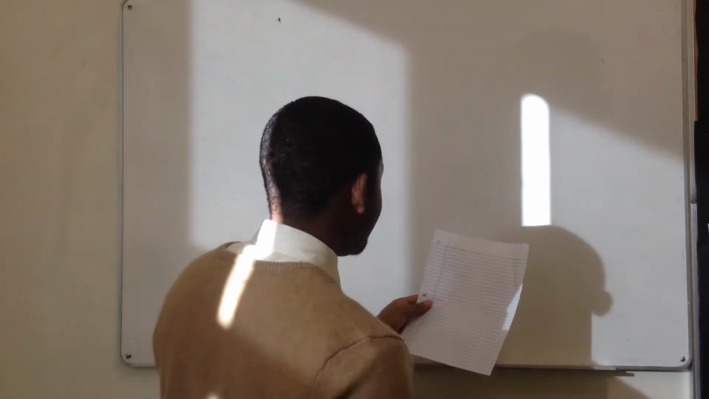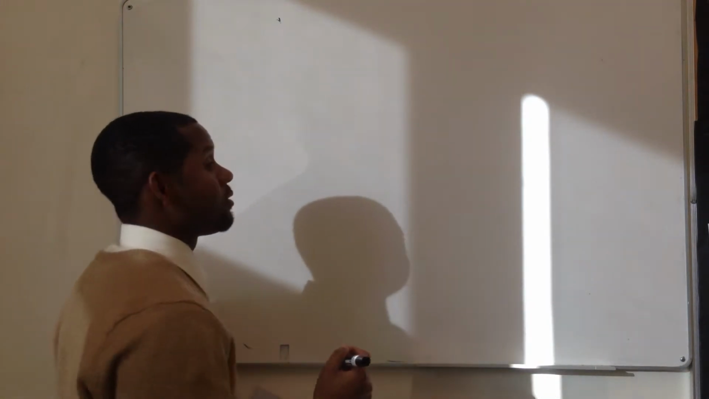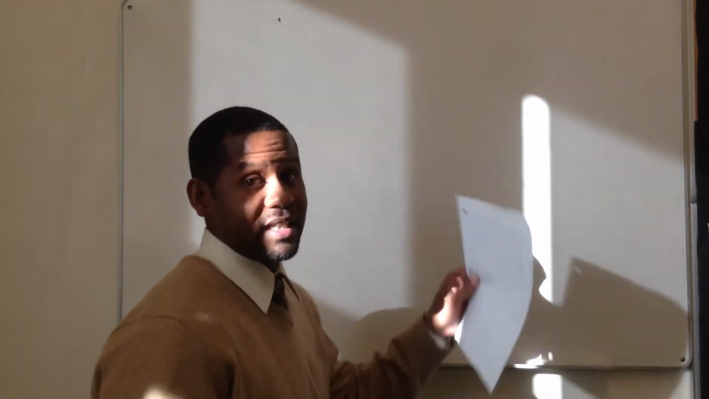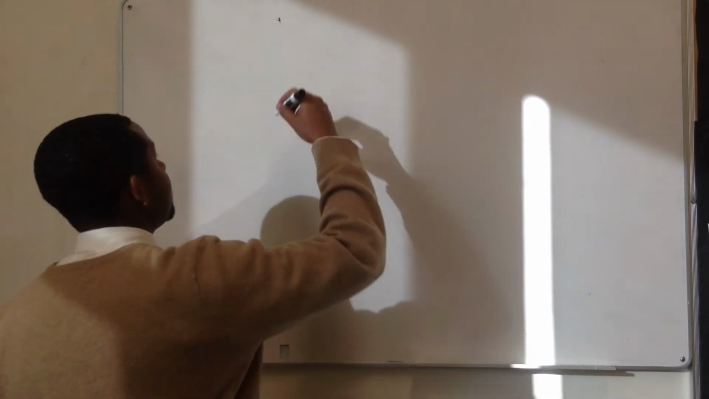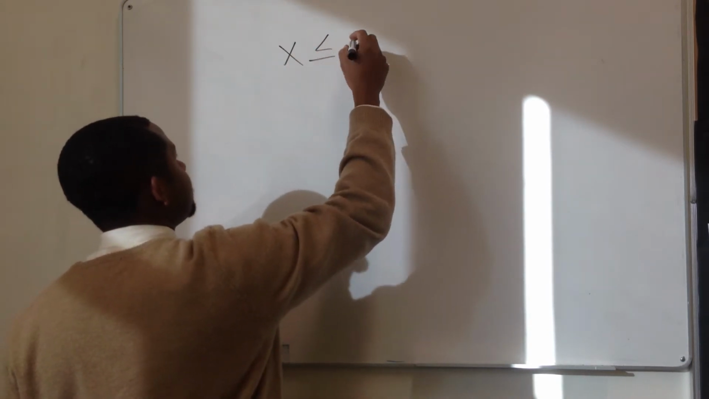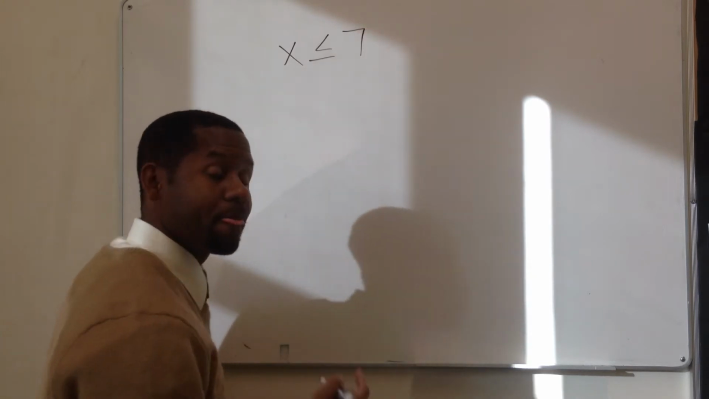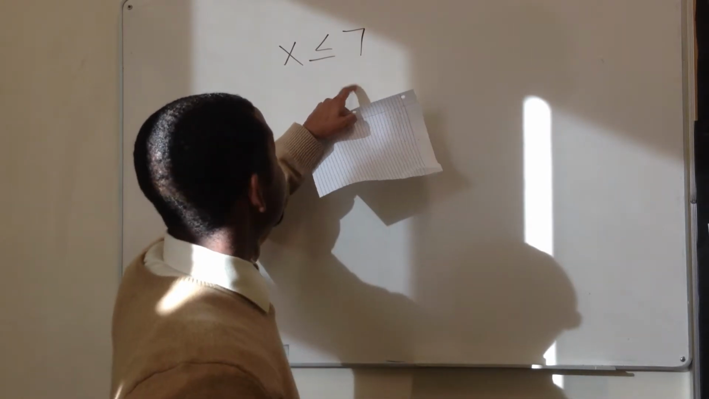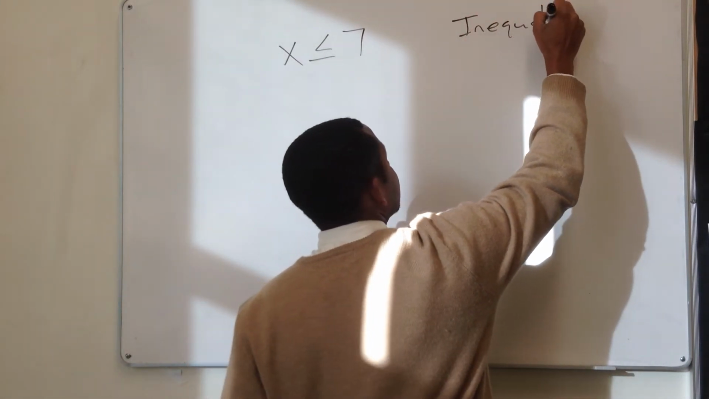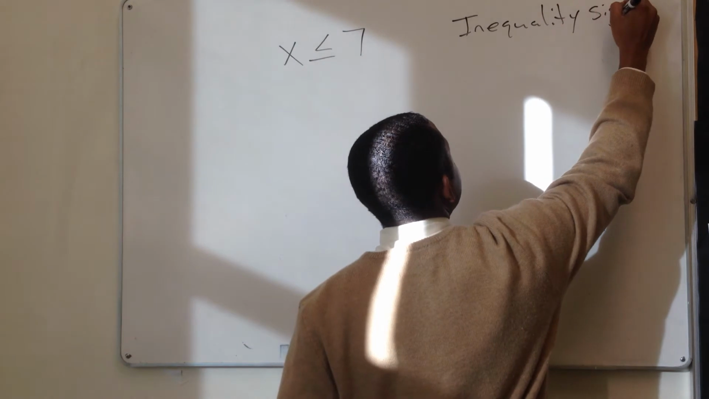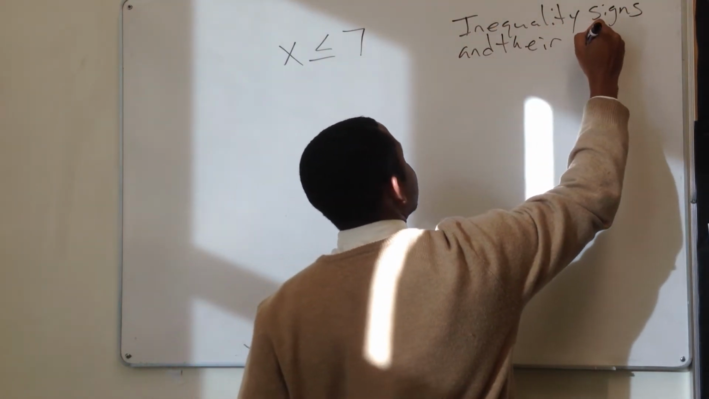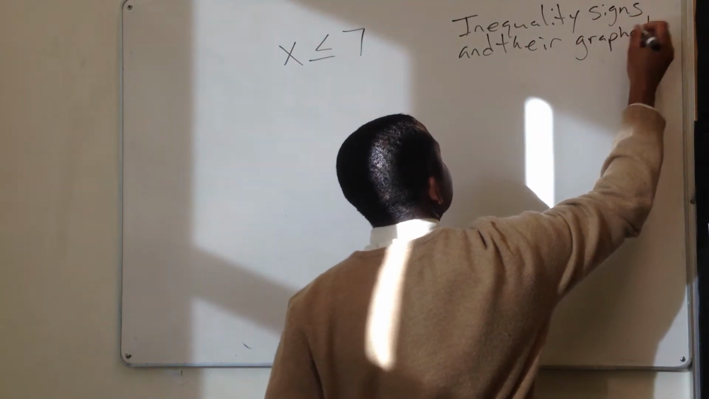All right. So, that's one thing about graphing inequalities. Let's just take it. I think we're just gonna learn this one by doing it. After you get that idea, you should be all right. So let's start off with something like x is less than or equal to 7. Here's what you need to know. First, you need to know the inequality signs and their graphed dots.